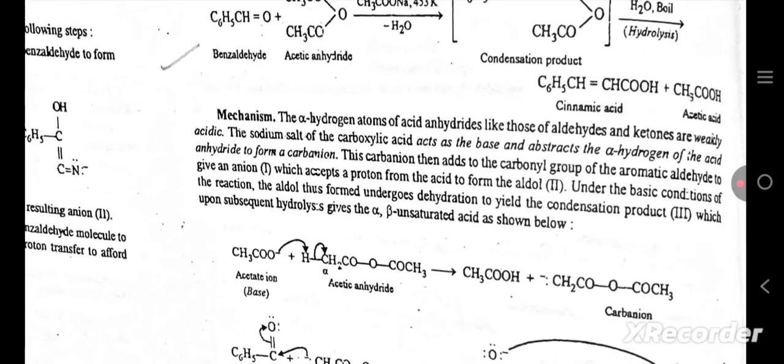The alpha hydrogen atoms of acid anhydrides, like those of aldehydes and ketones, are weakly acidic. The sodium salt of the carboxylic acid acts as the base and abstracts the alpha hydrogen of the acid anhydride to form a carbanion. The carbanion then adds to the carbonyl group of the aromatic aldehyde to give an anion I first, which accepts a proton from the acid to form the aldol II. Under the basic conditions of the reaction, the aldol thus formed undergoes dehydration to yield the condensation product III, which upon subsequent hydrolysis gives the alpha beta unsaturated acid as shown below.